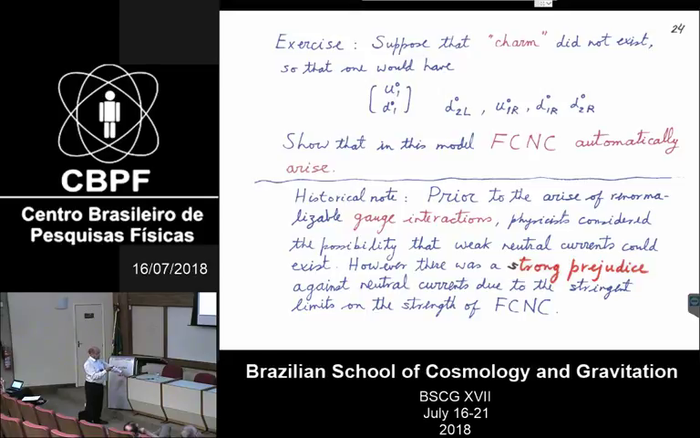So this is what I'm explaining here. Prior to the rise of non-abelian gauge theories, physicists considered the possibility that weak neutral currents could exist. However, there was a strong prejudice against neutral currents due to stringent limits on the strength of flavor-changing neutral currents, okay? I'm sorry?